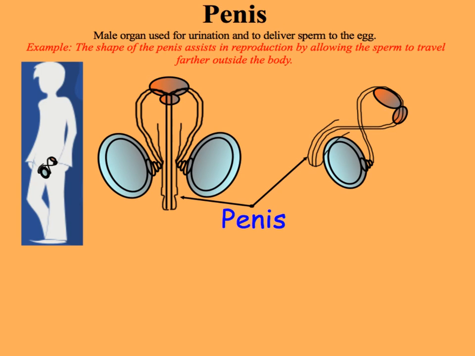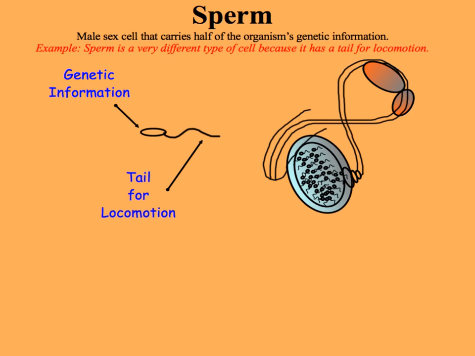The male organ used for both urination and to deliver sperm to the egg is the penis. Now, this shape of the penis assists in reproduction by allowing the sperm to travel farther outside the body. Okay, so while females have eggs, males have sperm. This is the male sex cell that carries half the genetic information.